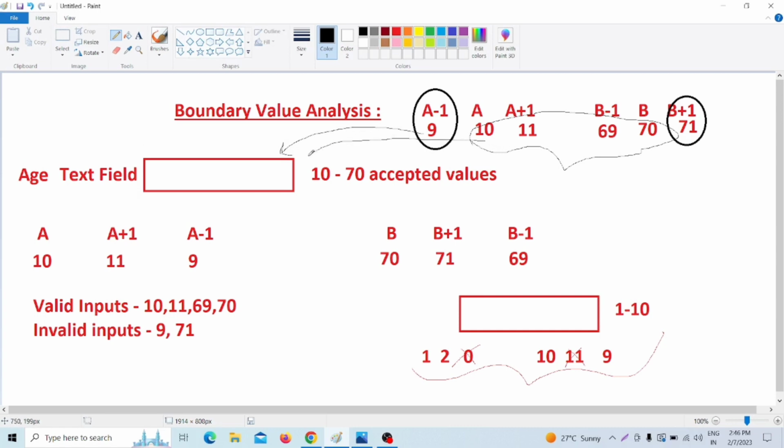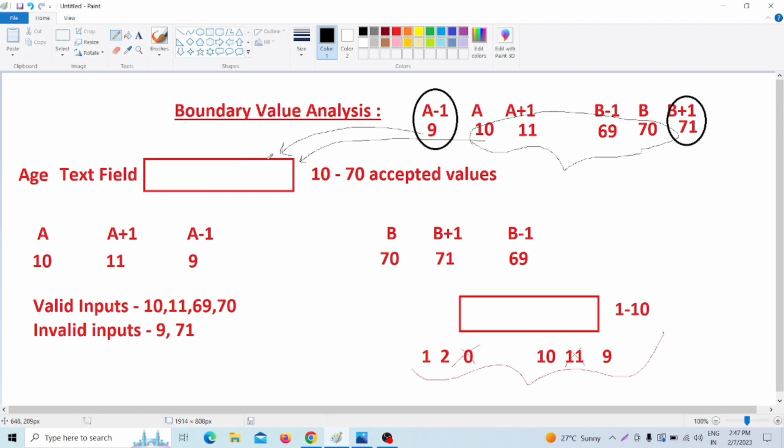Now we will put 10 here. So 10 is valid. 10 is an accepted value. Now 11 is an accepted value. Now 69 is an accepted value. 70 is an accepted value. 71 is not accepted. Okay, this is an invalid input. So we are not putting 10, 11, 12, 13, 14, 15, 16 up to 70, and then telling that yes, I have put all the values between 10 to 70 and the text field is working perfectly fine. We are giving some boundary here.